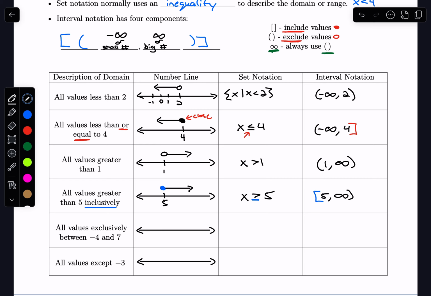Next one, all values exclusively between -4 and 7.